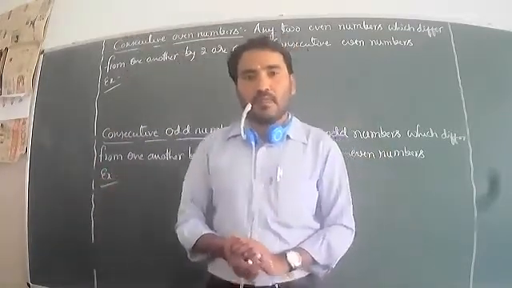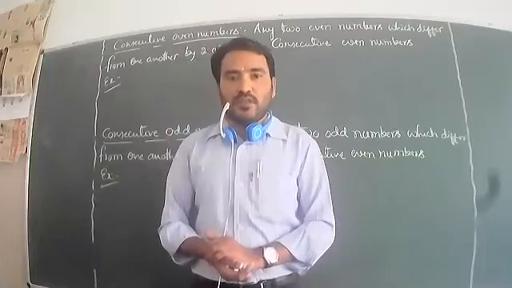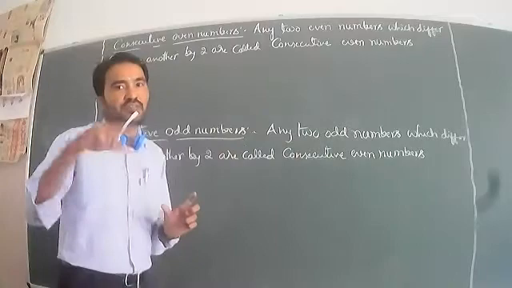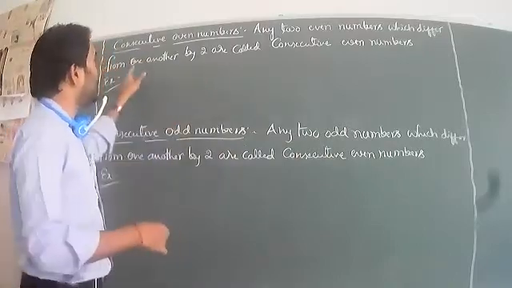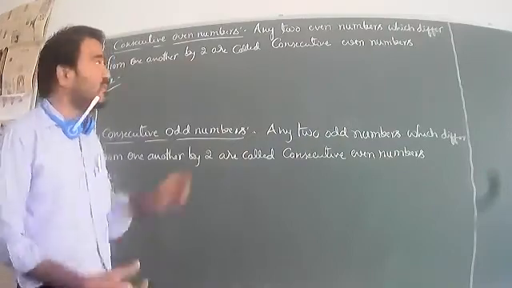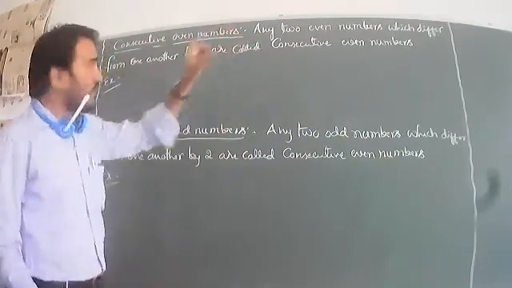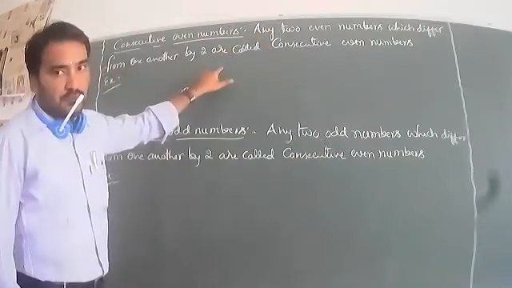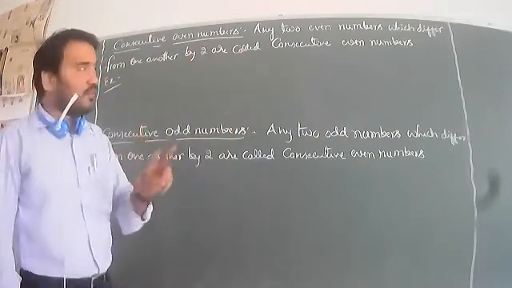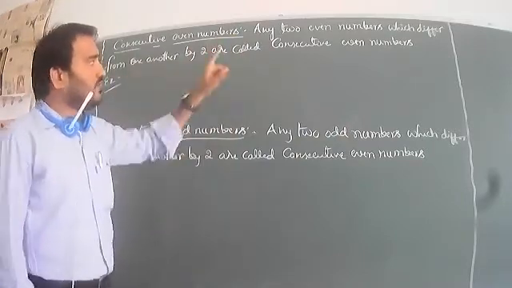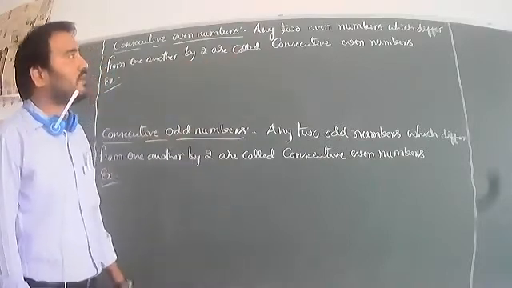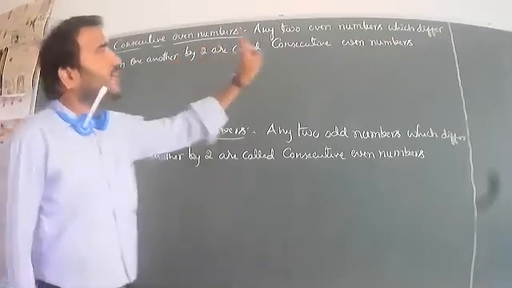Okay, so what is meant by consecutive even numbers? Look at that. Any two even numbers which differ from one another by two. Differ means difference. If you subtract, the difference should be two. Those are called consecutive even numbers. Consecutive even numbers means any two even numbers.